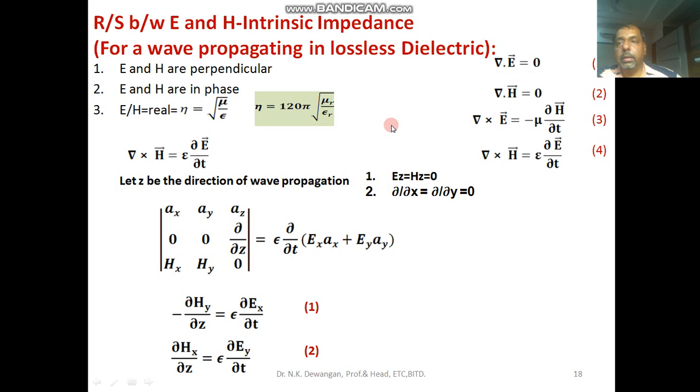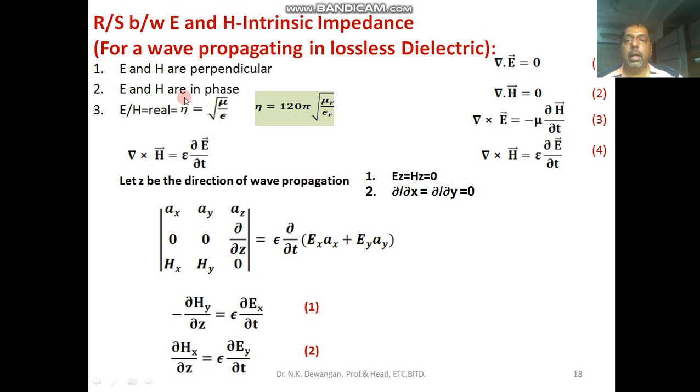In this lecture, we are going to see the relationship between electric field and magnetic field when an electromagnetic wave propagates in lossless dielectrics. So you see that there is a certain relationship. The first is that E and H are perpendicular. Electric field and magnetic field are perpendicular. Second, E and H are in phase.